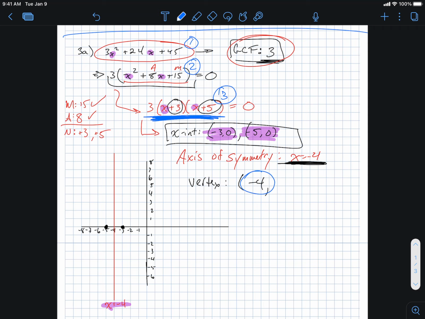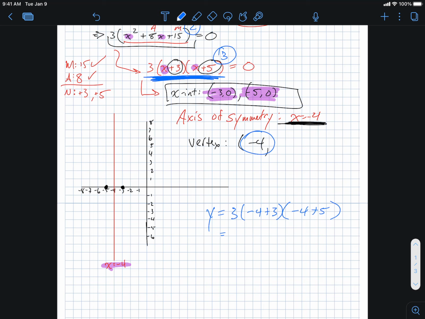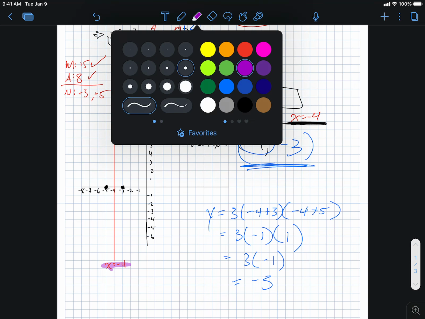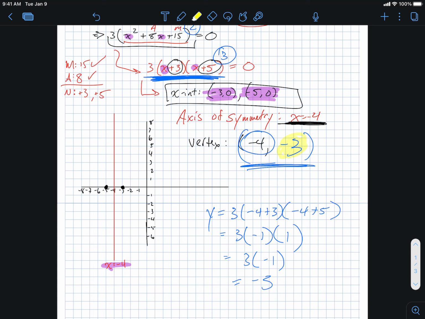Right? So I'm going to take -4. I'm going to plug it into that equation. 3, and remember it's y equals 3 times -4 plus 3 times -4 plus 5. Right? And so that's going to be equal to 3 times -1 times 1. Right? So 1 times -1 is -1. -3. So what's your vertex? -4, -3. Where did the -3 come from? After you plugged it in.